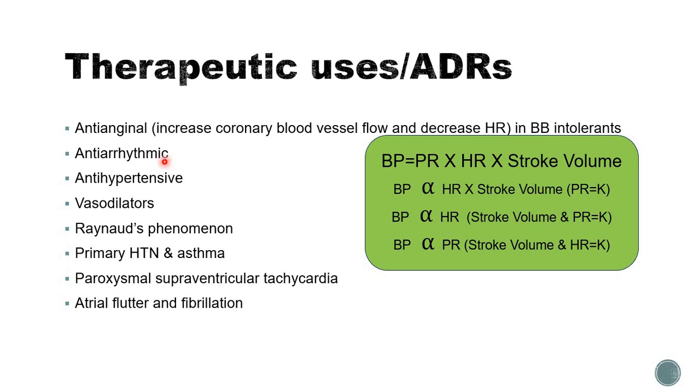Calcium channel blockers are antiarrhythmic, antihypertensive and vasodilators. Especially they can be helpful in Raynaud's phenomenon as well, and in primary hypertension associated with asthma, probably because of that vasodilatory phenomenon, and in paroxysmal supraventricular tachycardia, atrial flutter and fibrillation. And since blood pressure is equal to peripheral resistance multiplied by heart rate and stroke volume, these are the key characteristics which we discussed in the previous slide.